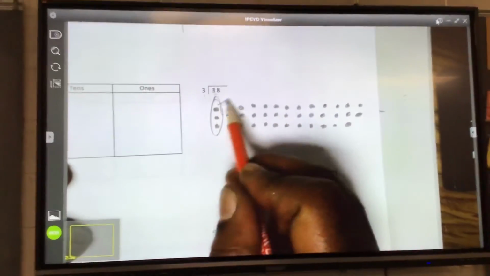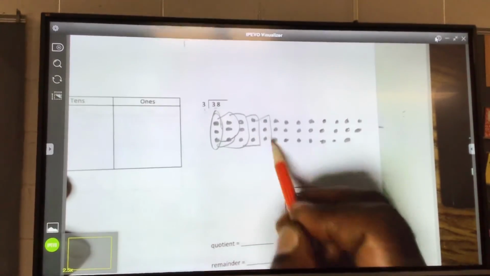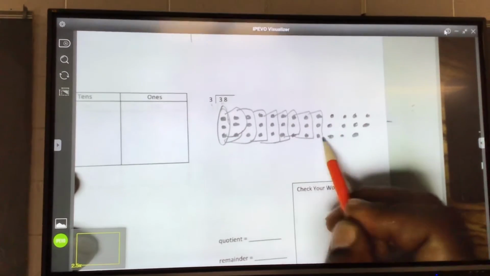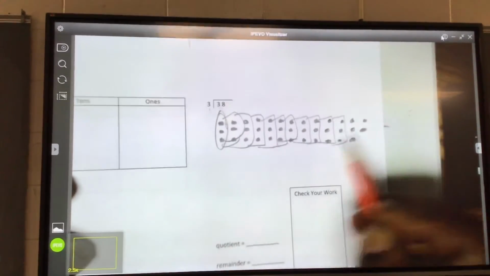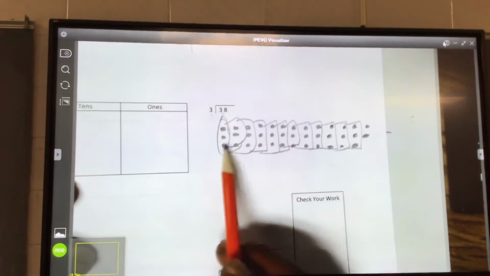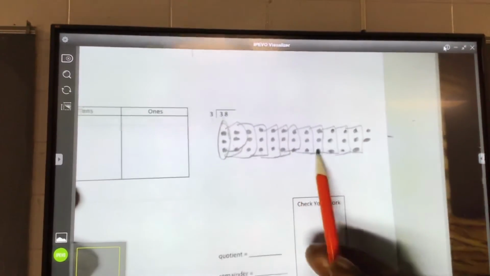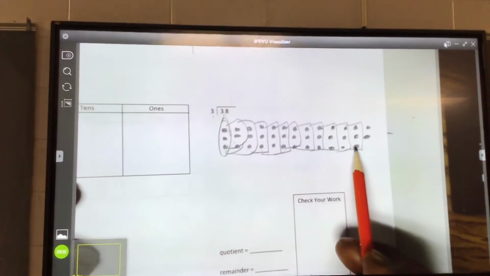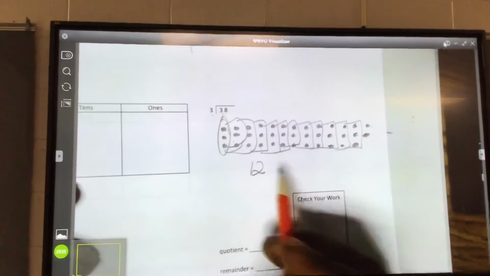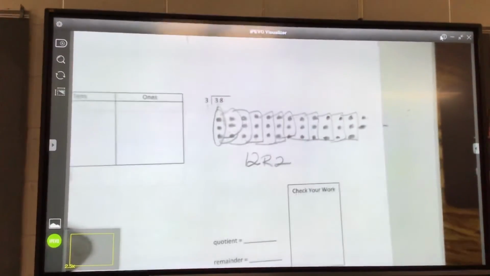3 here. Alright, so we're going to count how many groups I have. 1, 2, 3, 4, 5, 6, 7, 8, 9, 10, 11, 12. So my answer is 12 with how many? 2 left over. So 12 remainder 2.